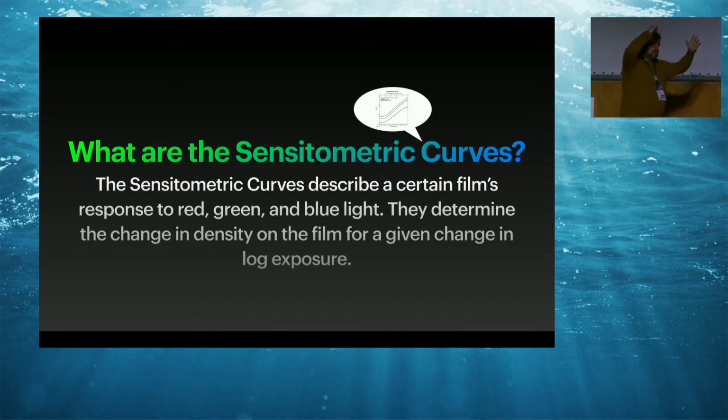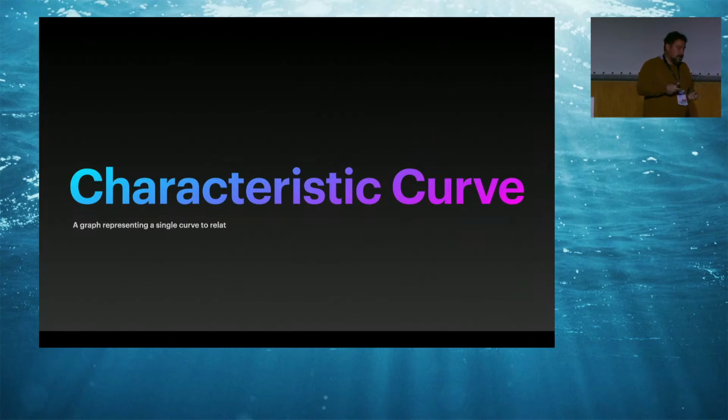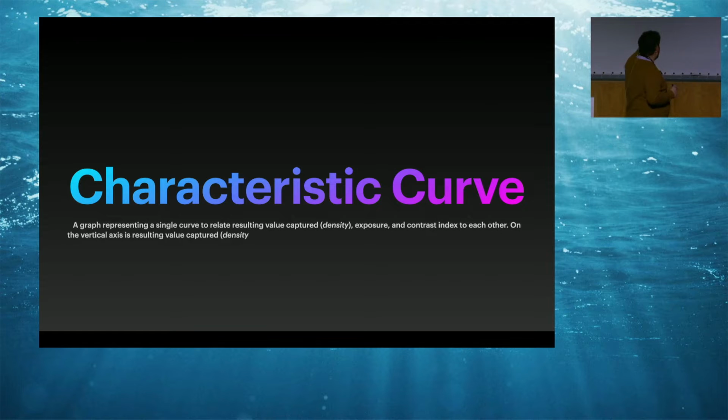But instead of working with the colors and the balance, that is specific to the film stock, I'm just going to focus on the most important thing, which is, on average, luminance. So the whole light, how light is going to behave. And for that, we have the characteristic curve, which is a graph representing a single curve to relate the resulting value captured, which we are going to call density, exposure, and contrast index to each other. So it's a relation. We are going to understand so many things just by observing the curve.